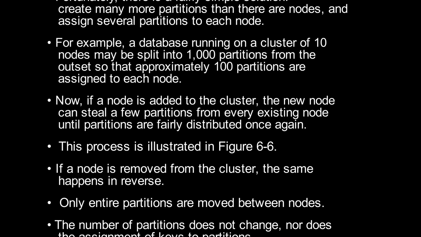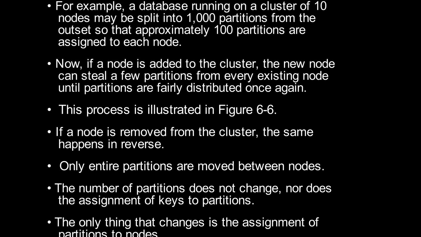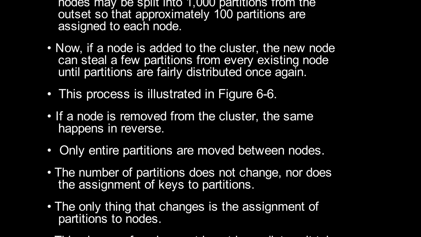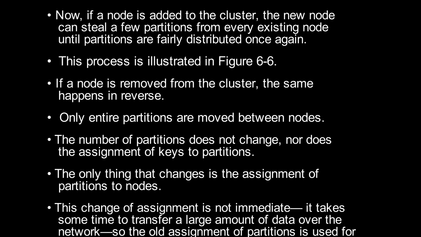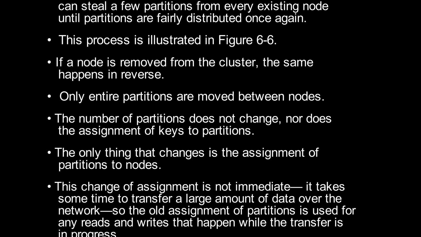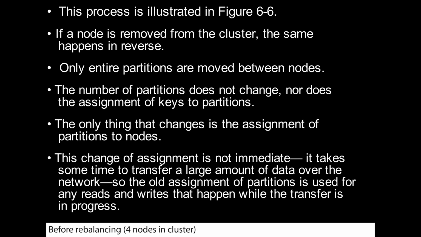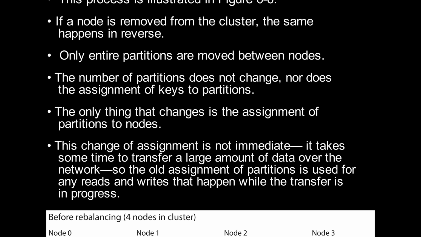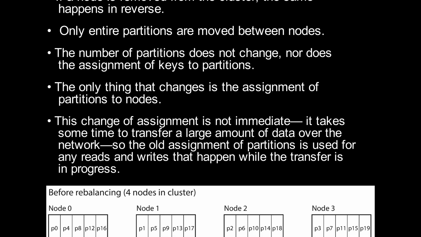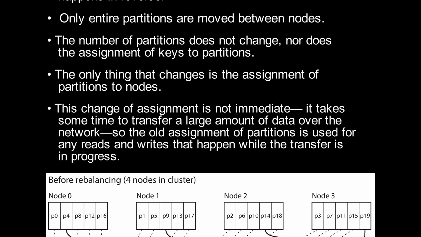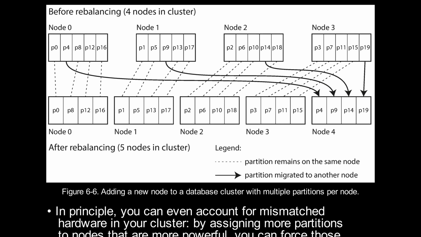If a node is removed from the cluster, the same happens in reverse. Only entire partitions are moved between nodes. The number of partitions does not change, nor does the assignment of keys to partitions. The only thing that changes is the assignment of partitions to nodes. This change of assignment is not immediate. It takes some time to transfer a large amount of data over the network, so the old assignment of partitions is used for any reads and writes that happen while the transfer is in progress. Figure 6-6. Adding a new node to a database cluster with multiple partitions per node.